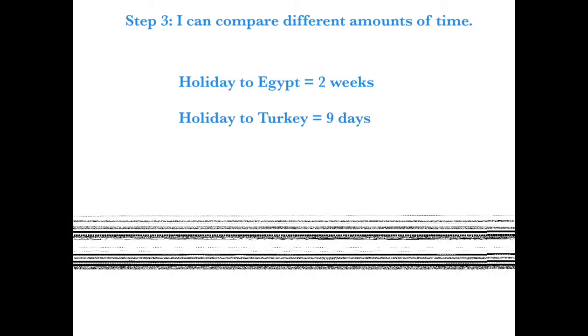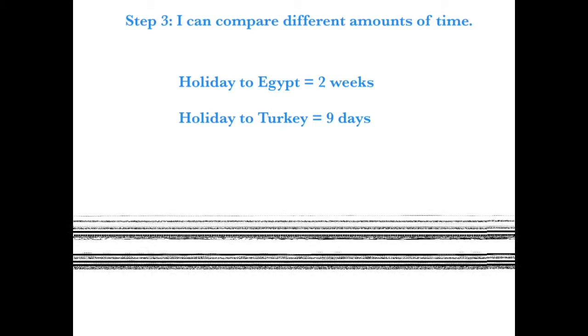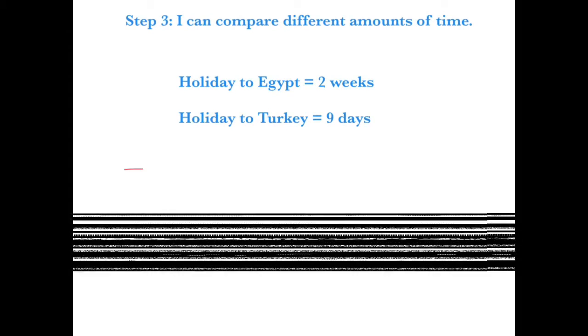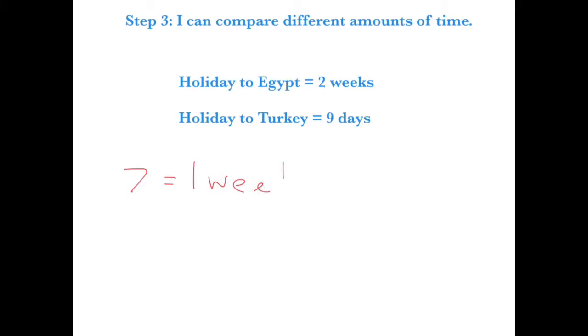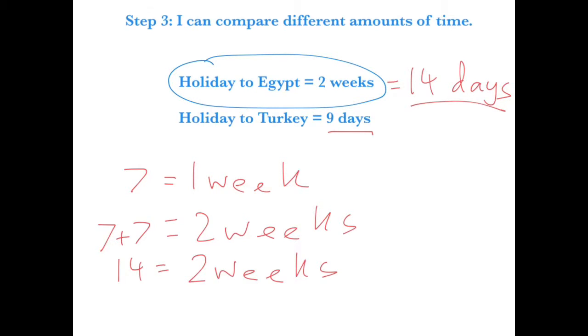Here we can see that a holiday to Egypt is about 2 weeks, and a holiday to Turkey is 9 days long. So we're going to find out which trip is longer. Well then, mates, we know that there are 7 days in 1 week, which means that in 2 weeks, all we gotta do is do 7 add 7, which means that there are 14 days in 2 weeks. Now, using our mathematical knowledge, we know that 14 days is more than 9 days, which means that the holiday to Egypt is longer than the holiday to Turkey.